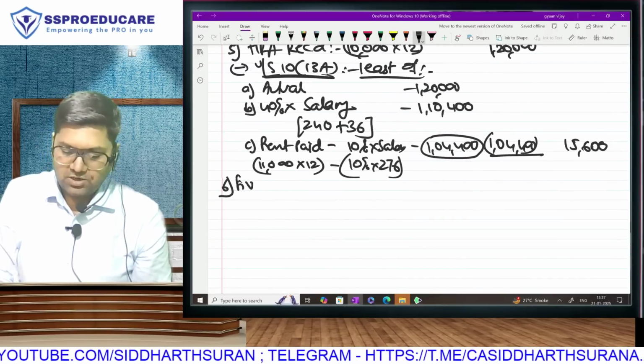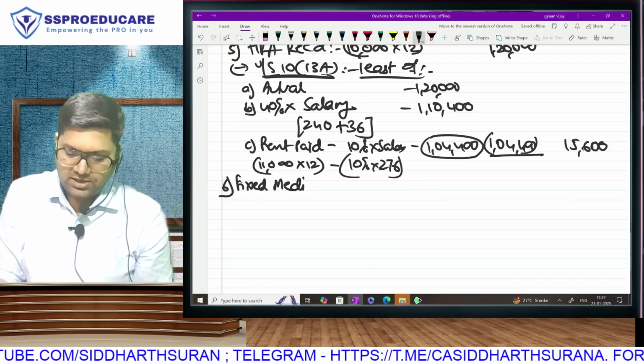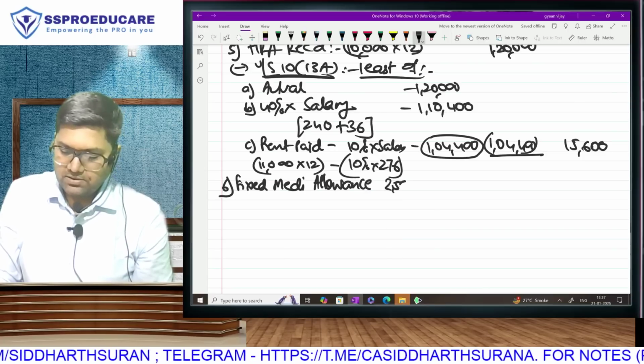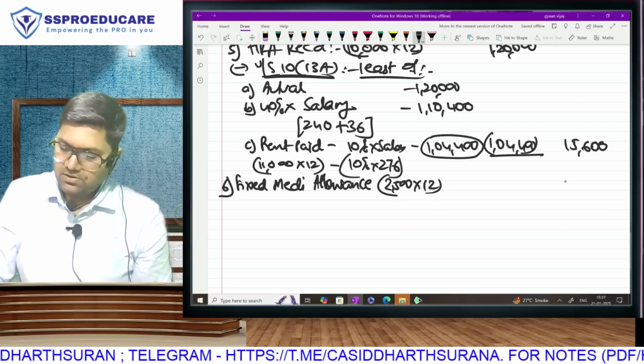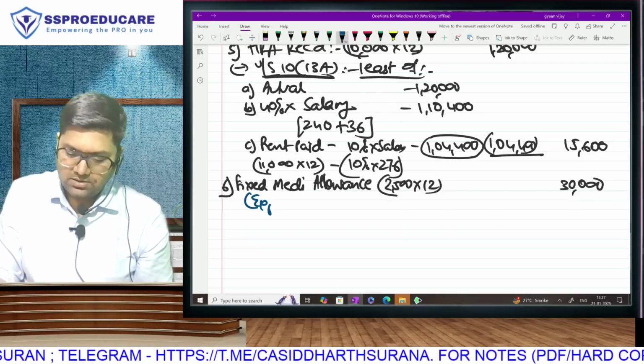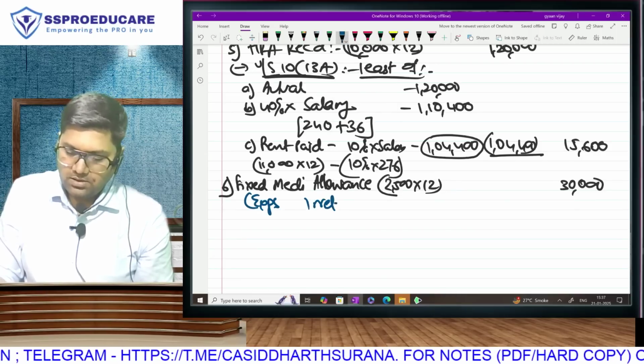Fixed medical allowance. How much? 2,500 per month. But there are expenses. To hell with it. Fixed medical allowance is fully taxable. Here also the expenses are irrelevant. Next.